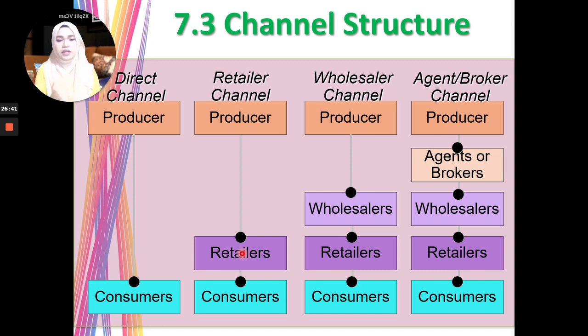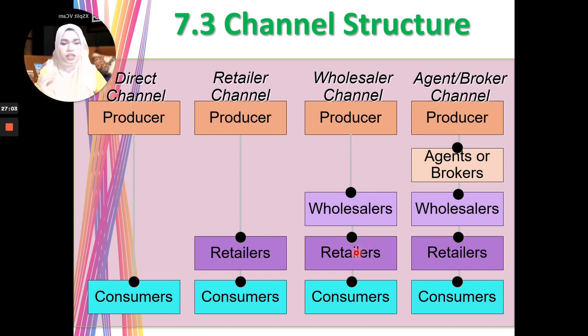But there are also small retailers, for example kedai runcit Pak Abu. Kedai runcit Pak Abu may not be able to buy directly from the producer. So Pak Abu, the owner of the kedai runcit or grocery store, will buy from the wholesaler, because the wholesaler will sell in smaller lots. Although not in one or two quantity, but in a smaller lot.